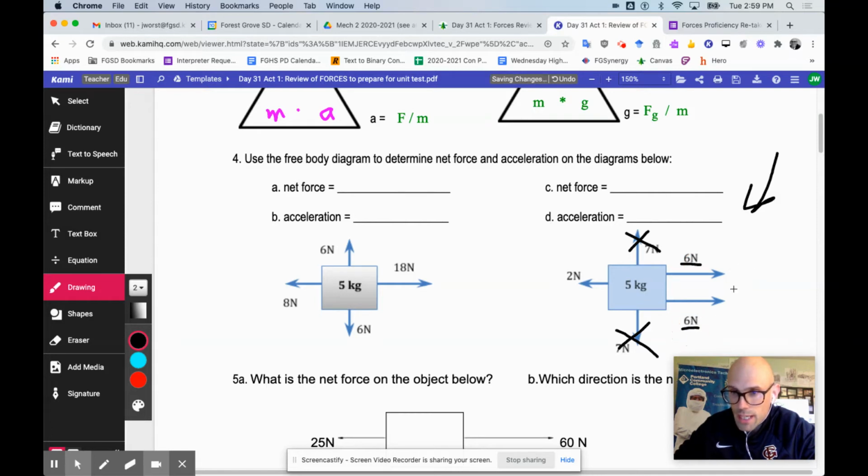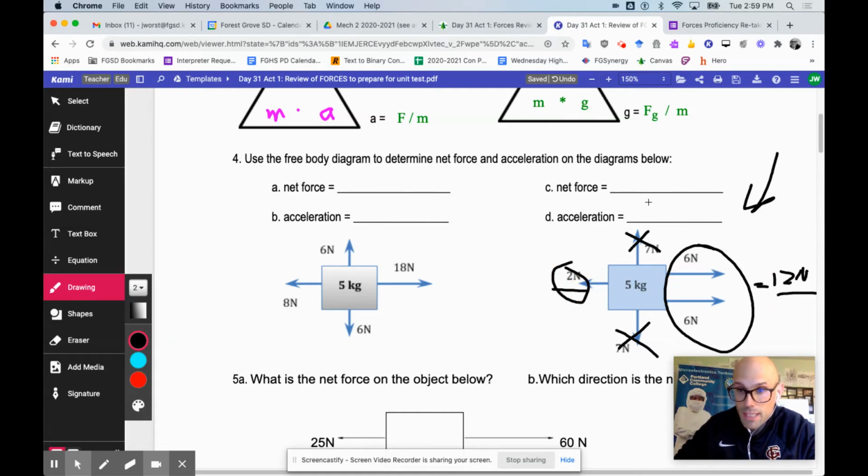So if we add these ones together, should I write this out? No, I'm going to undo that. Let's just think of these as 6 newtons plus 6 newtons would be 12 newtons to the right. And then we have 2 newtons to the left. So 12 newtons minus 2 newtons would be 10 newtons. Okay, so I'm going to get rid of all that because that's a lot.